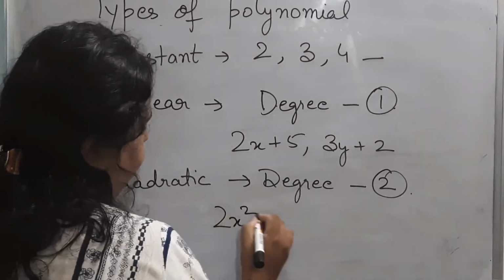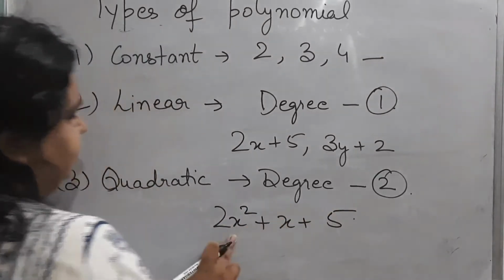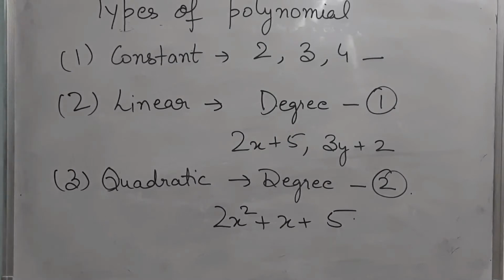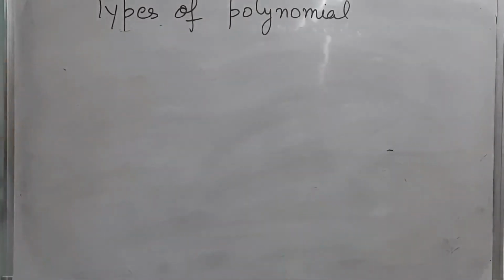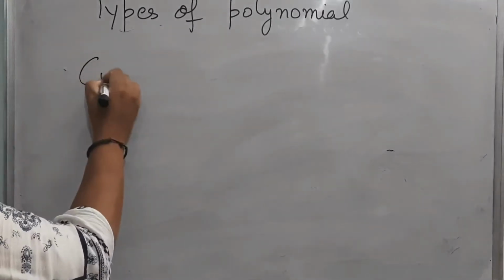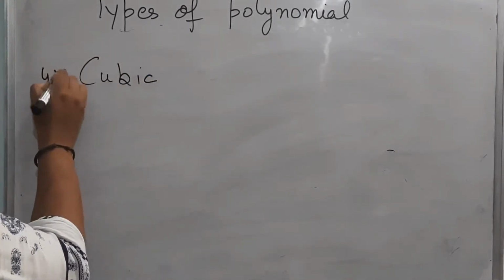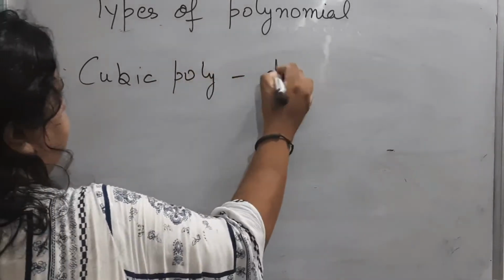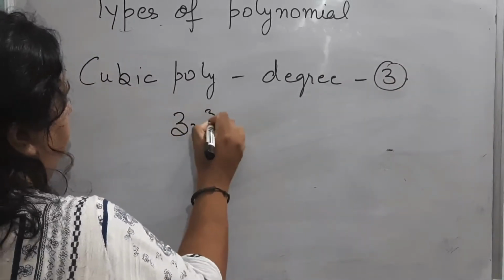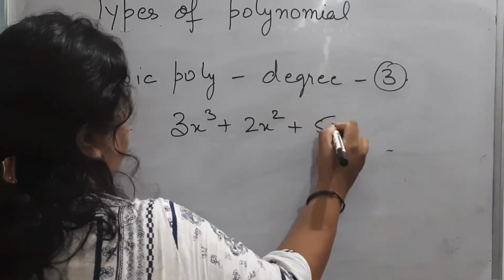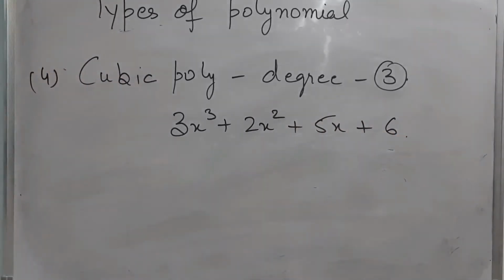Suppose 2x square plus x plus 5. The highest degree of the variable is 2, so it is known as a quadratic polynomial. Now, fourth, cubic polynomial. Highest degree is 3, like 3x cube plus 2x square plus 5x plus 6. The highest degree is 3, so this is known as a cubic polynomial.